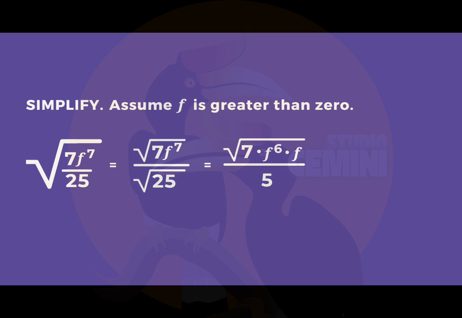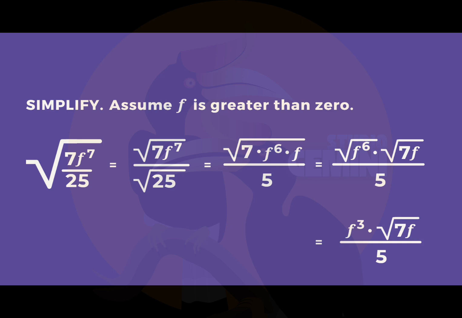Now, since f to the 6 is a perfect square factor, let's split up the root in our numerator as the square root of f to the 6th power times the square root of 7f. To find the square root of a power, we simply divide the exponent by 2. So, the square root of f to the 6th is f to the 3rd power. So our final answer is f to the 3rd power times the square root of 7f all over 5.